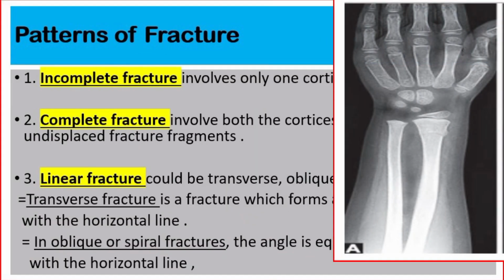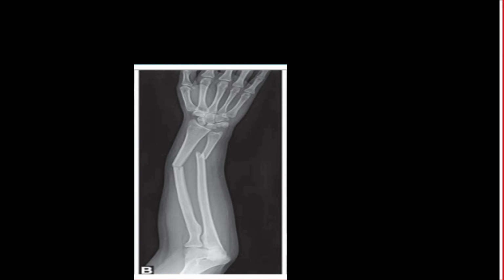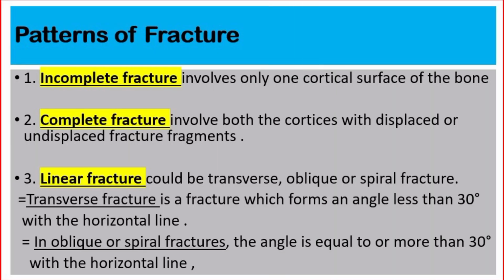Number 1. Incomplete fracture involves only one cortical surface of the bone. Number 2. Complete fracture involves both the cortices with displaced or undisplaced fracture fragments. Number 3. Linear fracture, which could be transverse, oblique, or spiral fracture.